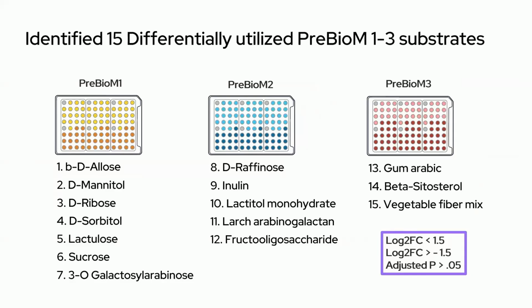An adjusted p-value of less than 0.05 and a log2 fold change below -1.5 and above 1.5 were used to identify 15 differentially utilized substrates across the 3 PreBioM plates, with most substrates occurring in the first and second PreBioM plate due to regulation of enzymes.